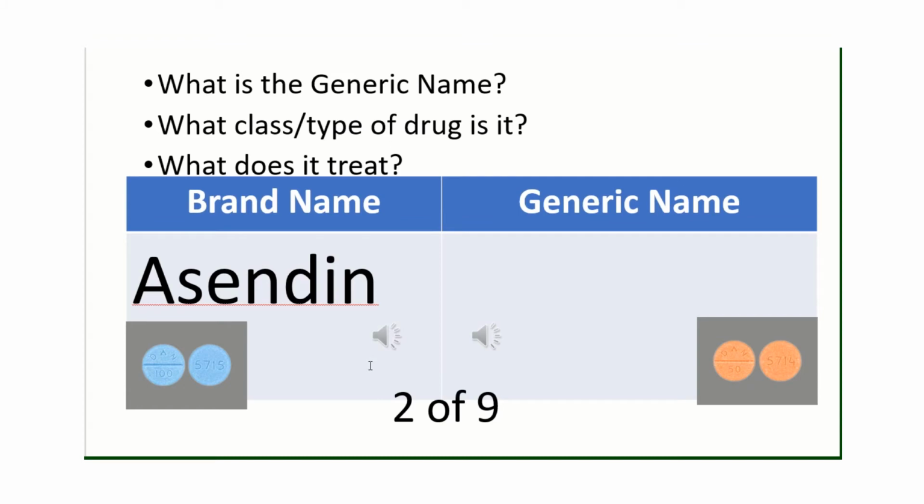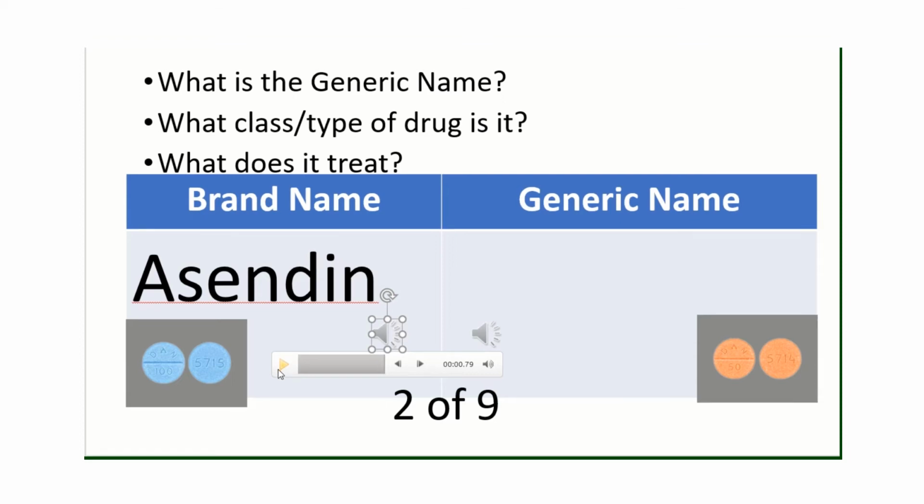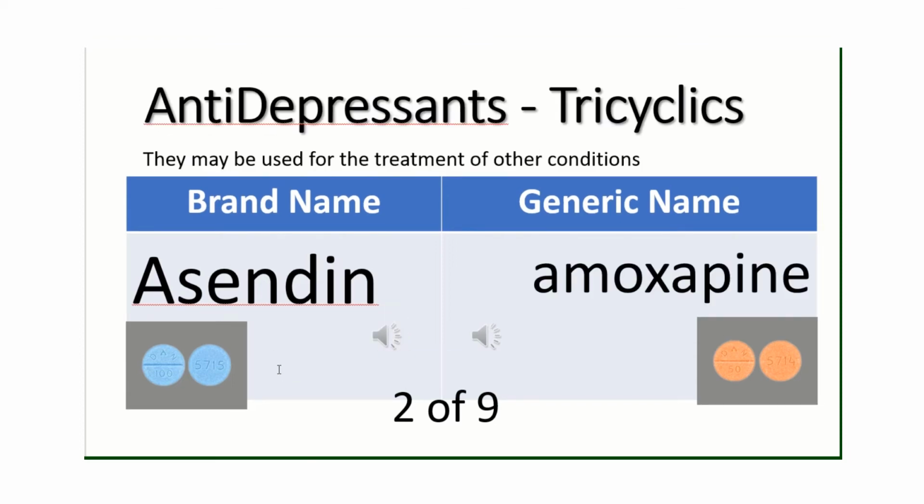What is the generic name for Asendin? What type of drug is Asendin? What does Asendin treat? The generic name for Asendin is amoxapine. Asendin and amoxapine are tricyclic antidepressants. They may be used for the treatment of other conditions.